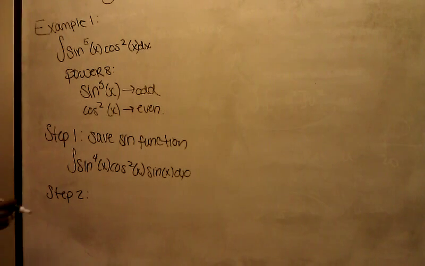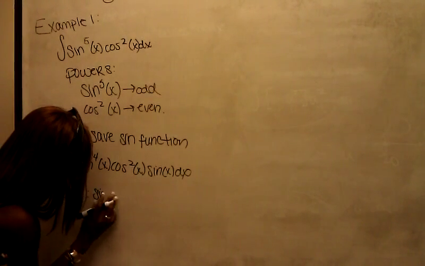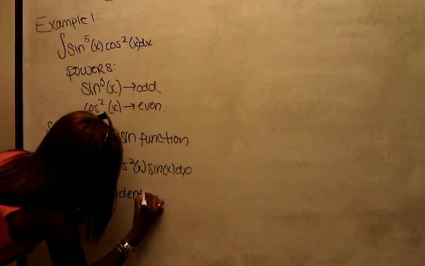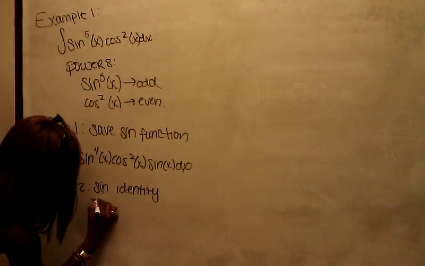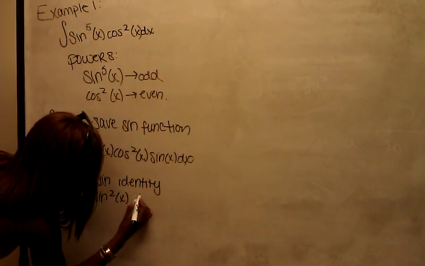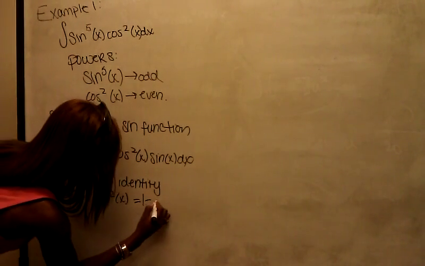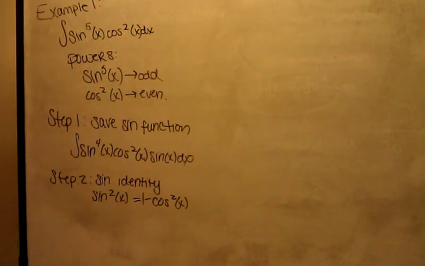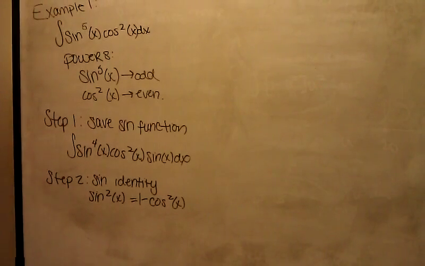is to use our identity function of sine. So we can use a sine identity. We know that sine squared of x is the same as 1 minus cosine squared of x. So now we're going to rewrite our integral using the identity that we just found.